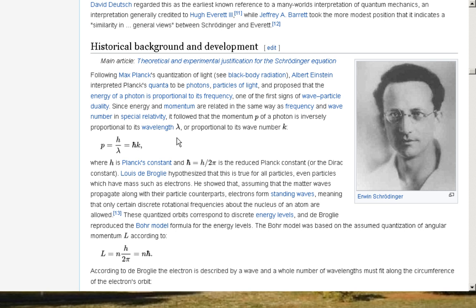And wavelength is inversely proportional to frequency. So that means the momentum of a photon is proportional to the frequency. So the higher the frequency, the more energy that photon has.